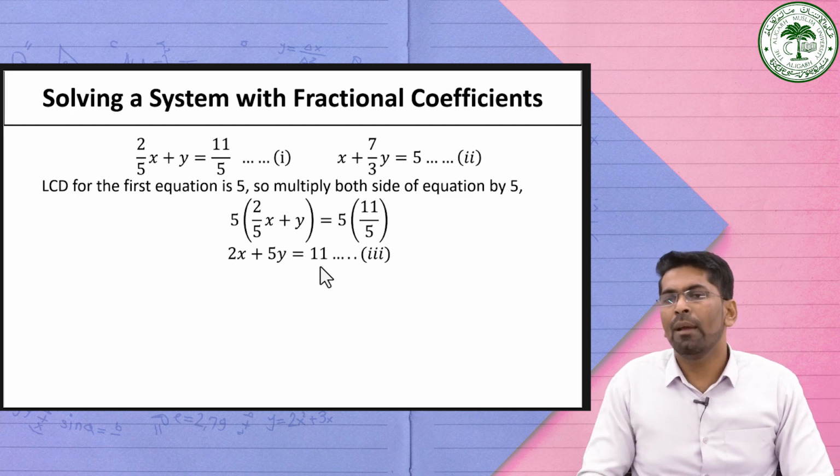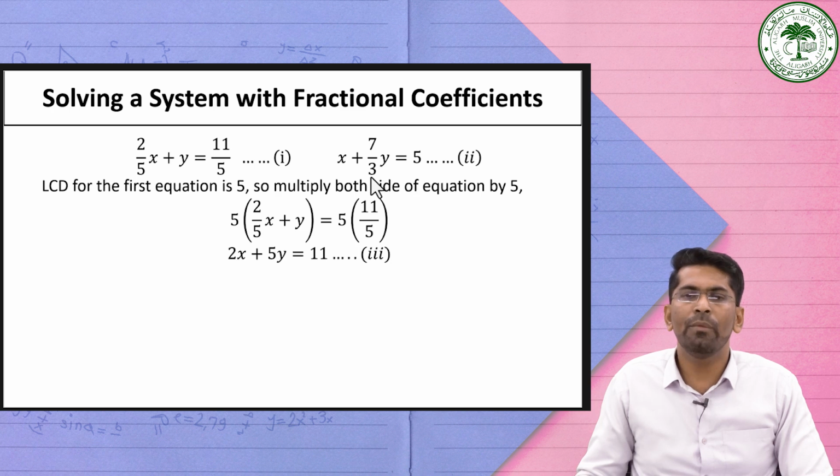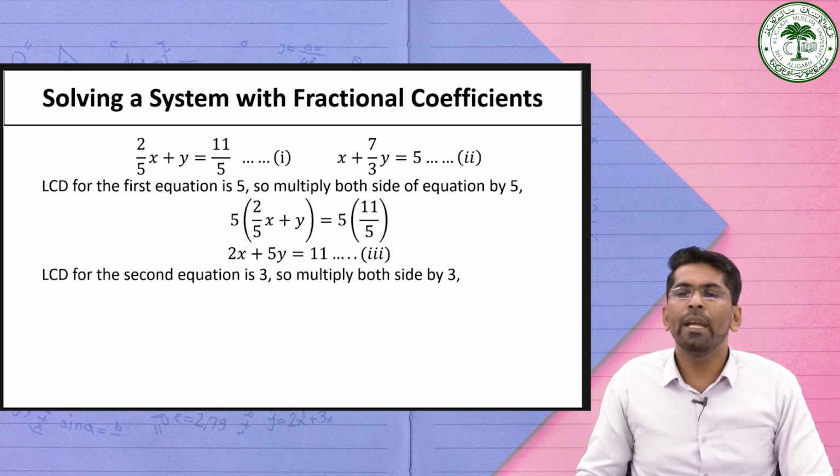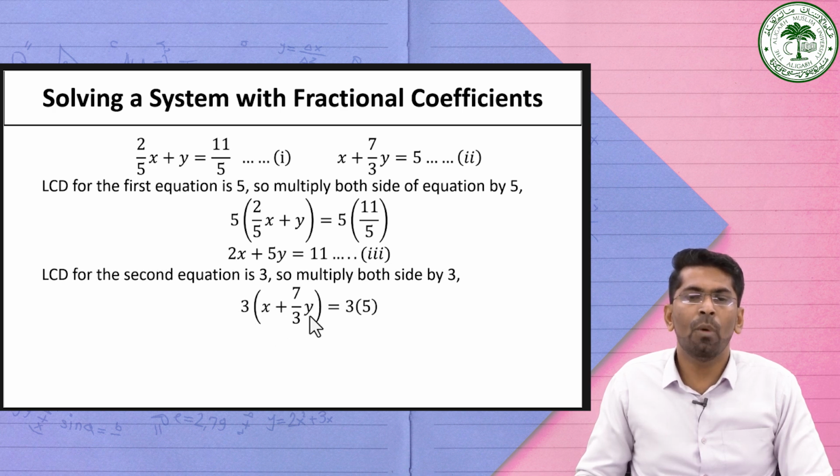In a similar way, we also want to convert equation number 2, because here also we have a fractional coefficient of 7 by 3. So in this case, we have to take the least common denominator, that is LCD. For the second equation, here it is 3. So we can multiply both sides of the equation by 3. So we will get 3 into x plus 7 by 3y is equal to 3 into 5.